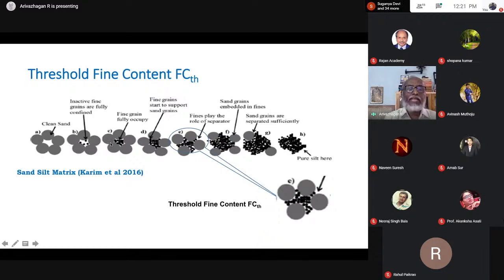Then I add like 20%. Fine grains fully occupy the voids. Then here fine grains start to support the sand grains.